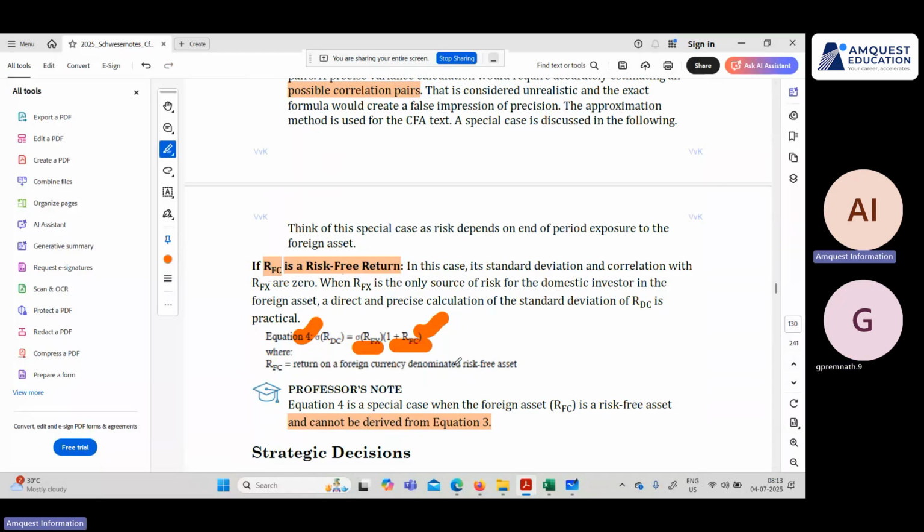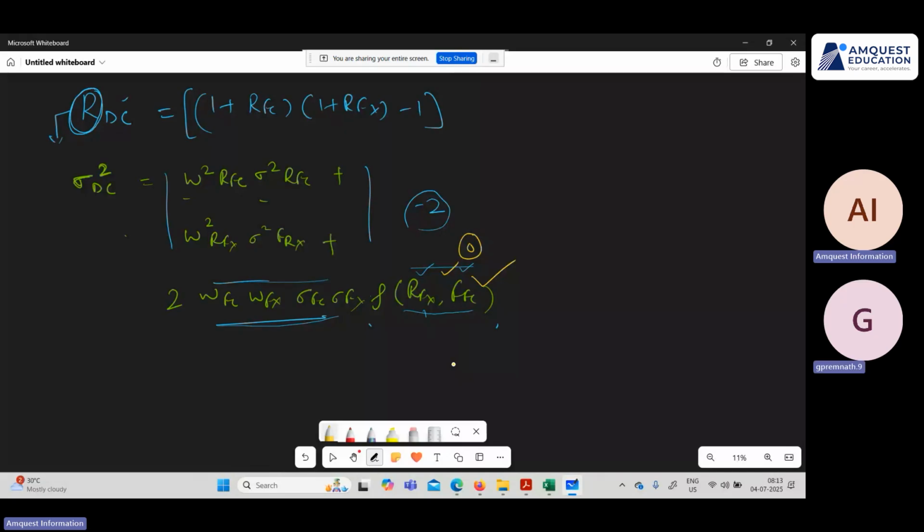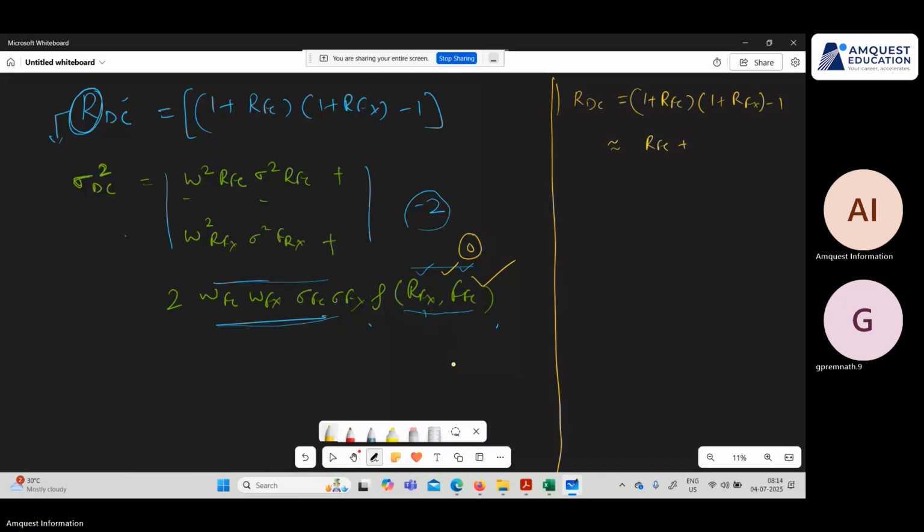Okay. Is that clear? So can I say that till now, what we have studied in terms of the formulas: one we studied was that RDC is given by (1 plus RFC) times (1 plus RFX) minus 1. And then the approximation could be RFC plus RFX. It's just the approximation, not the exact one.